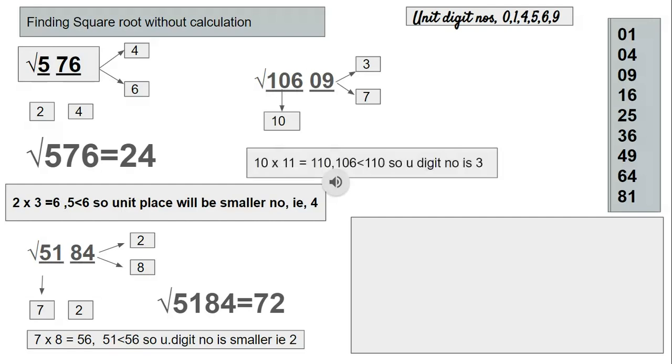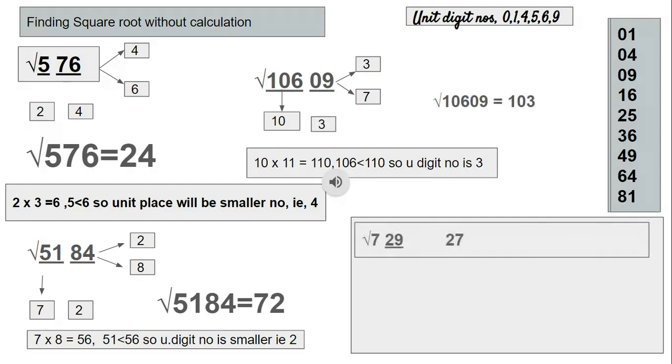So we have to take the smaller number. So the answer is 103. Clear? Now some more example we can take. Again I am taking a 3-digit number, 729. So for 9, 3 and 7 is there.